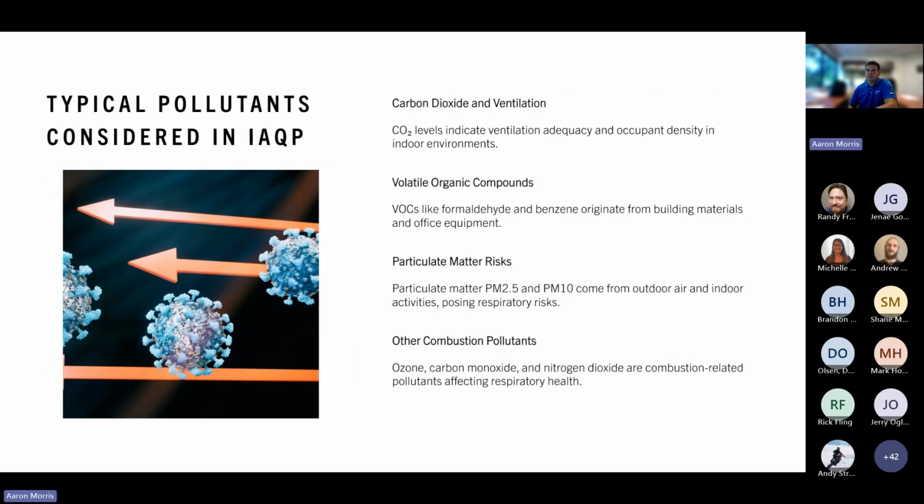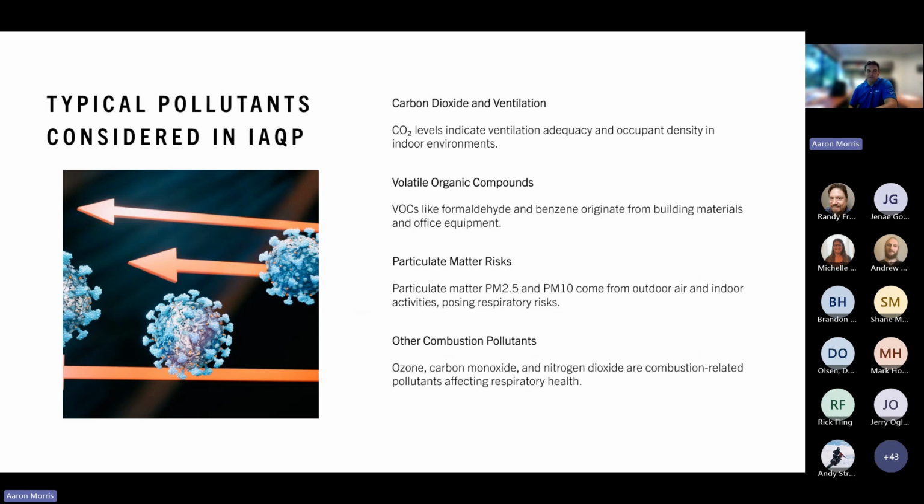So typical pollutants, contaminants that we're going to consider. CO2, I think people are used to thinking about and deciding if they need a demand controlled ventilation strategy. But we're also going to be looking at VOCs like formaldehyde, benzene. Formaldehyde being a big one. That's a VOC that originates from various building materials and furnishings that go into a new building.